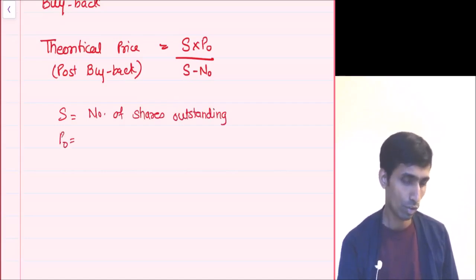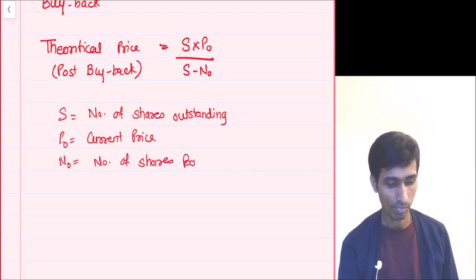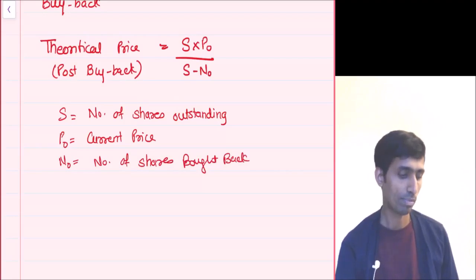P0 is equal to current price, and N0 is equal to number of shares bought back. Please write this.